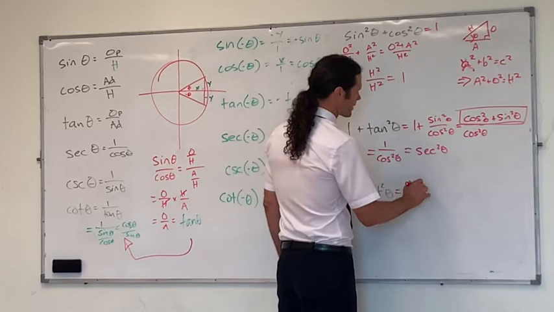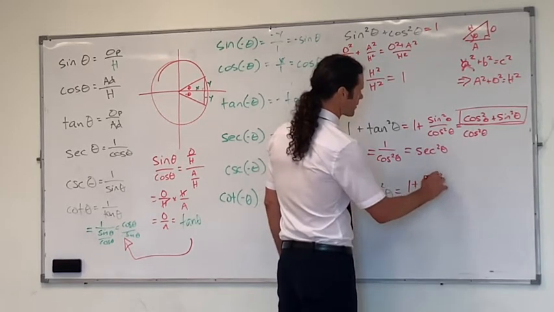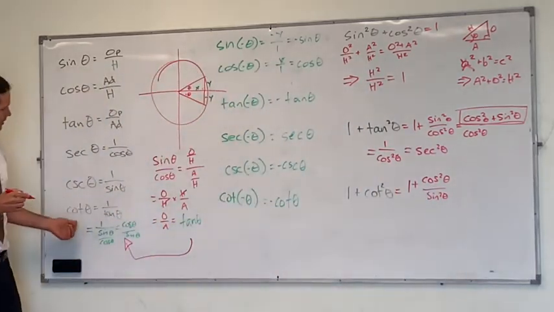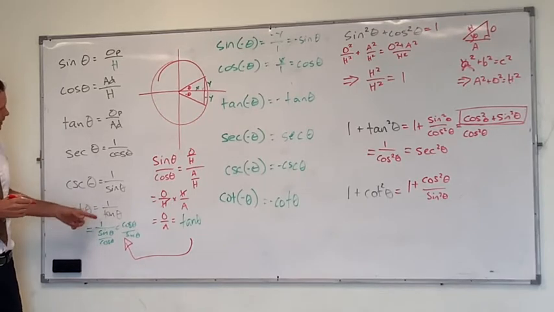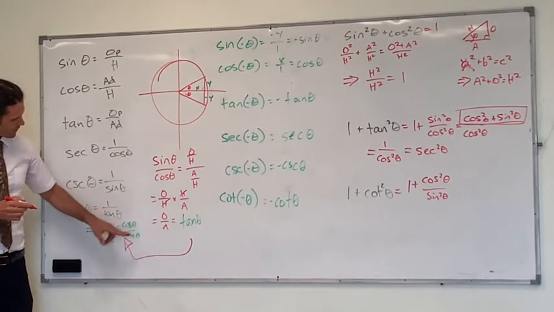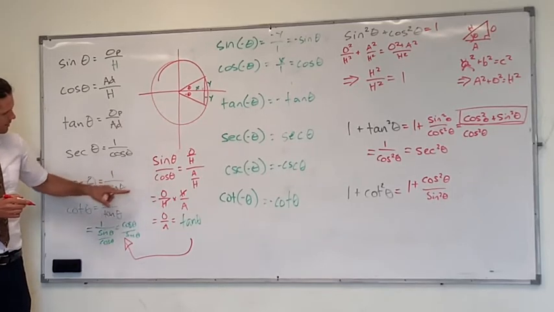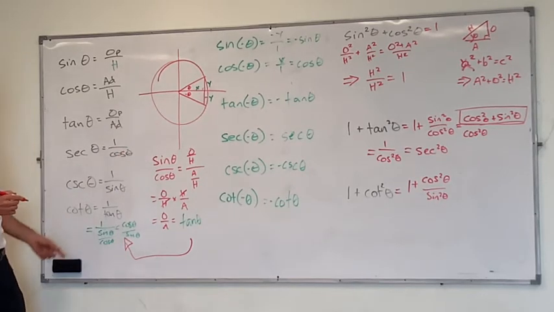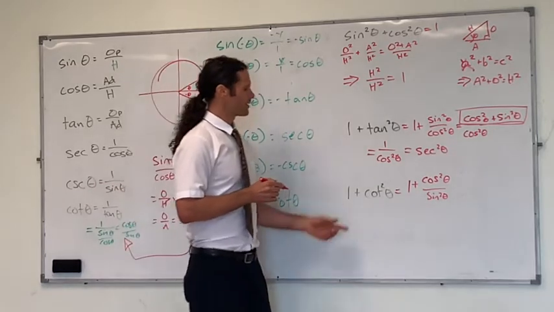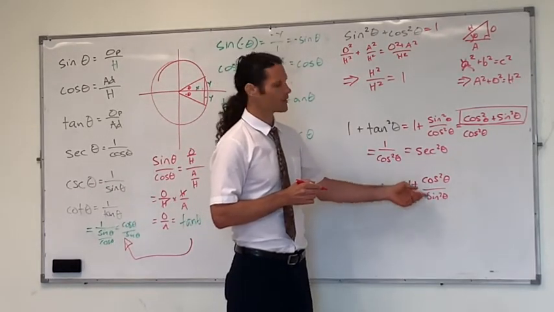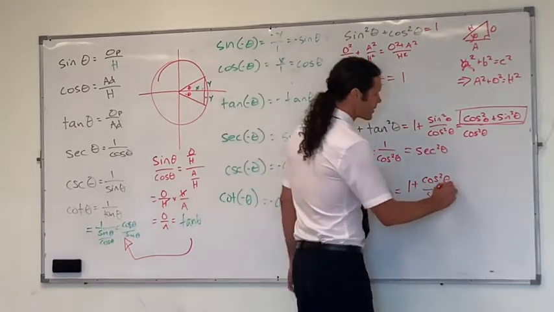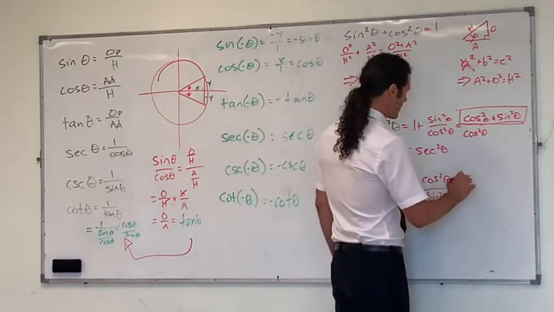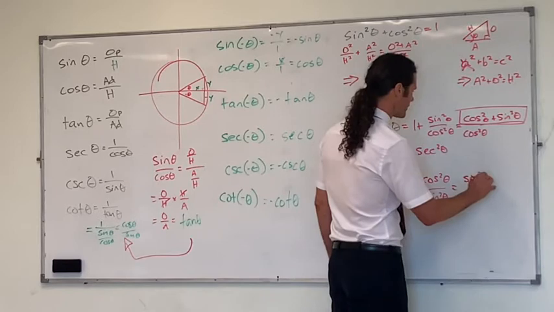Again, we've got 1 plus cotangent squared theta, which is 1 plus cosine squared theta over sine squared theta. Remember from our reciprocal identities over here, cotangent is 1 over tangent. If tangent theta is equal to sine over cosine, then 1 over sine over cosine is the reciprocal of that, which equals cosine over sine. And so 1 plus cotangent squared theta then is equal to 1 plus cosine squared theta over sine squared theta. And so then we want to get this 1 to have the same denominator as sine squared theta, so we can work with one single fraction.